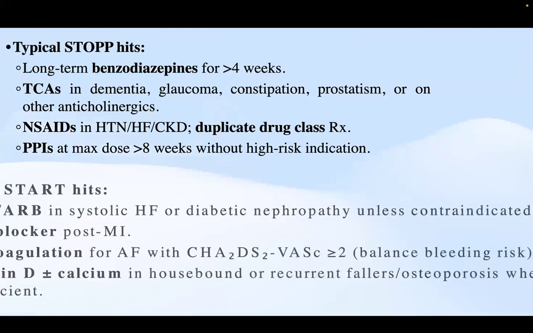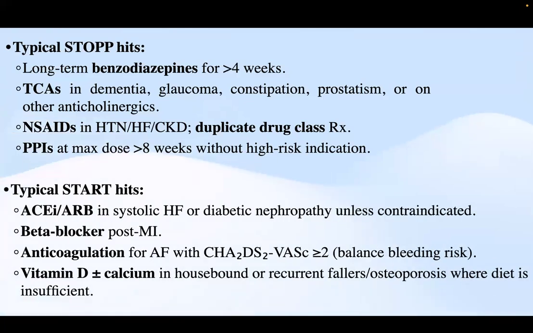And what do the START hits basically say? So avoid ACE inhibitors and ARBs in systolic heart failure or diabetic nephropathy unless contraindicated. If it is, then stop. If not, go for it. So that is a START hit. Beta blocker post MI. So post myocardial infarction, a beta blocker should be there. That gives you the idea.